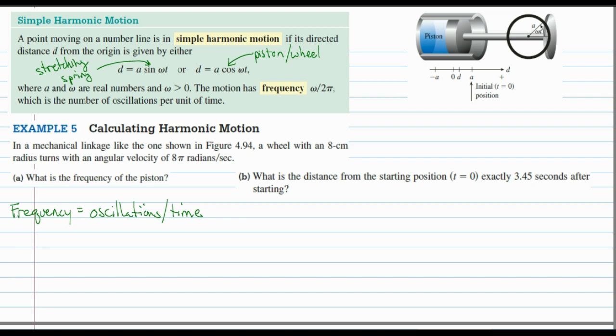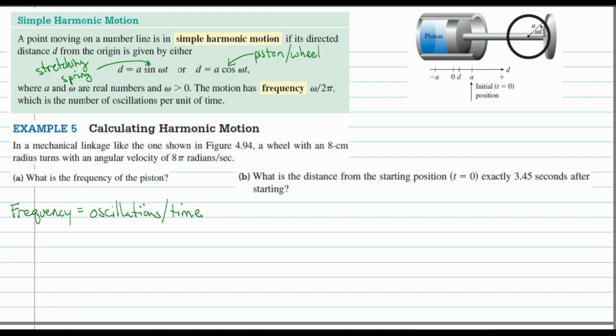Example 5 says, in a mechanical linkage like the one shown in figure 4.94, a wheel with an 8 centimeter radius turns with an angular velocity of 8 pi radians per second. So basically, you have this piston condensing every time the motion occurs. What is the frequency of the piston?